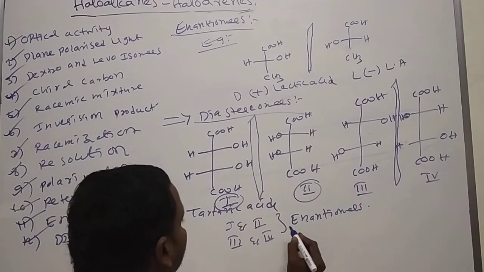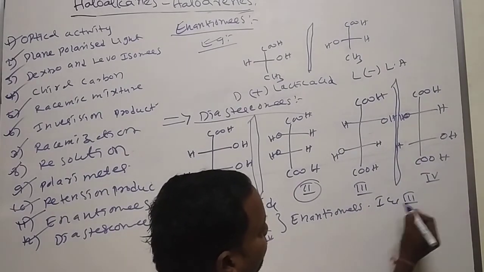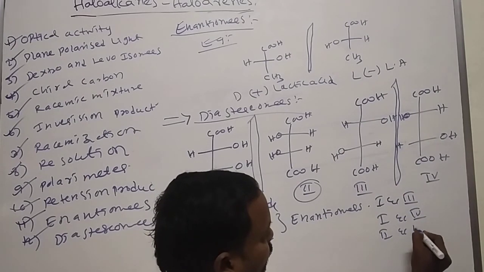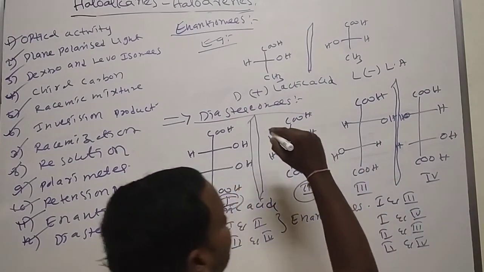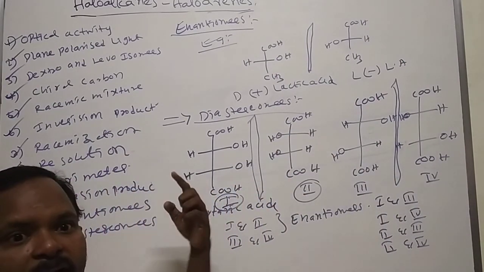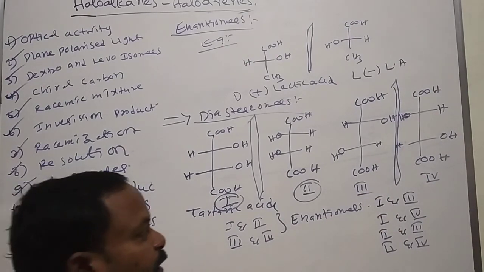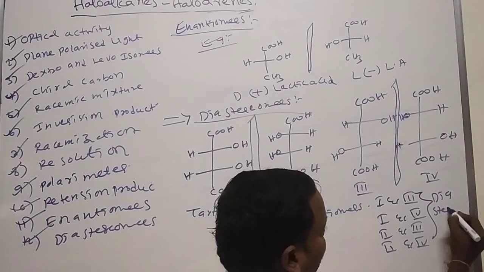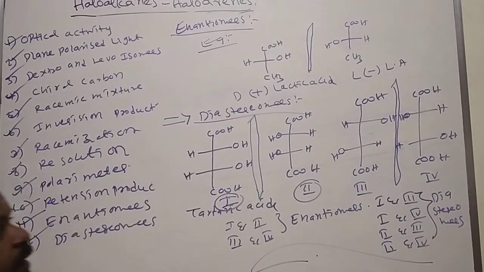What about the first one and third one, first one and fourth one, second one and third one, second one and fourth one? These are non-superimposable, non-mirror images. These are 4 pairs of non-superimposable, non-mirror images, so we call them diastereomers. These are the examples for diastereomers.